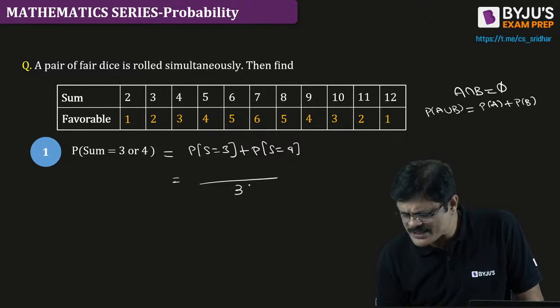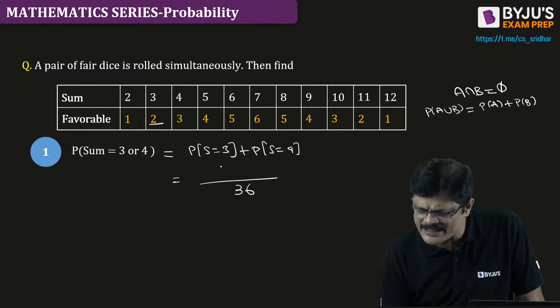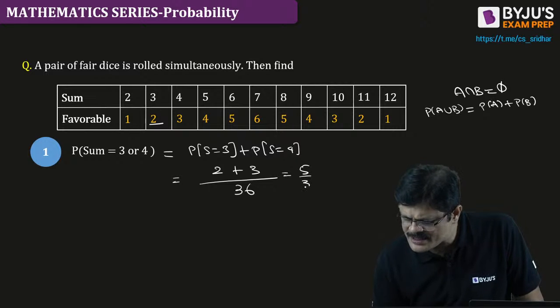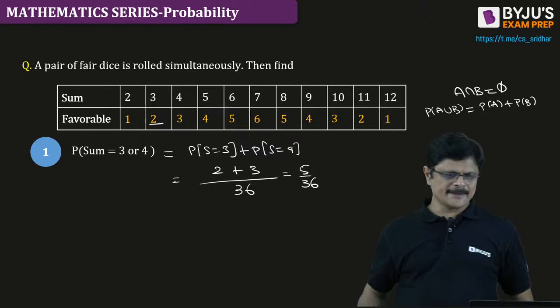So here it becomes simply the probability of sum is equal to 3 plus sum is equal to 4. Total is always 36, and sum is equal to 3, how many cases? 2 cases. Sum is equal to 4, how many cases? 3 cases, which is 5 by 36, my dear friends. 5 by 36.